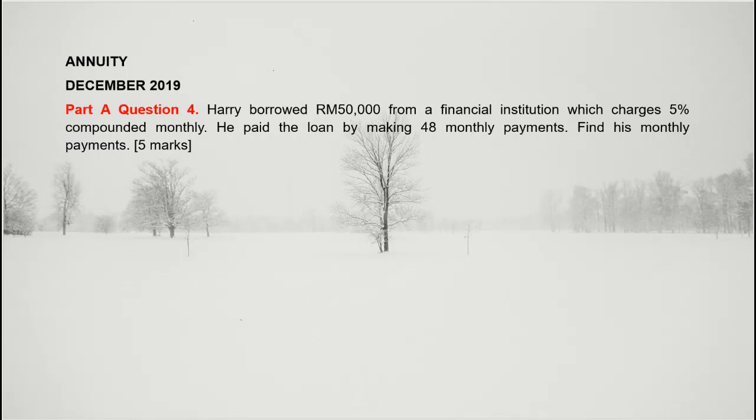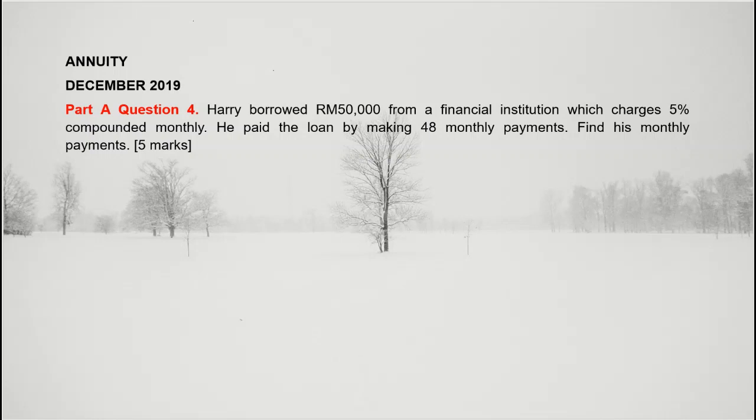Find his monthly payments. First, how do you know that this is an annuity problem? When you first saw the word compounded, you might think that this is a compound interest problem, but it is not. Why? Because if you read the next sentence after that, it says making 48 monthly payments. This means there exists a sequence of payments at regular time intervals, which is on a monthly basis. Thus, this is the main feature that differs between annuity and compound interest. Now we know that this is an annuity problem.